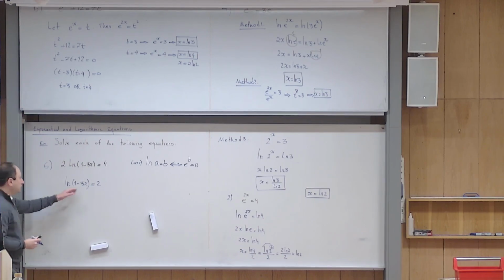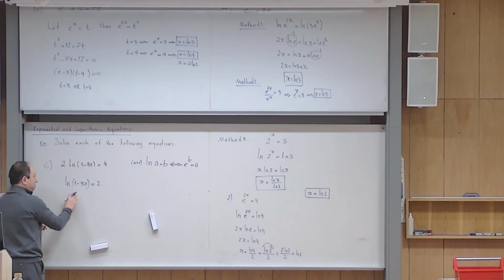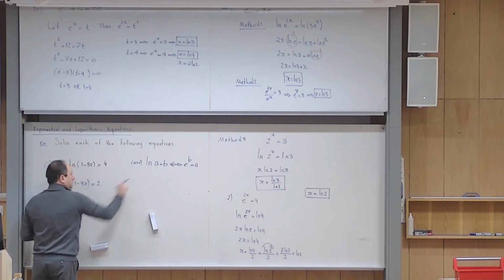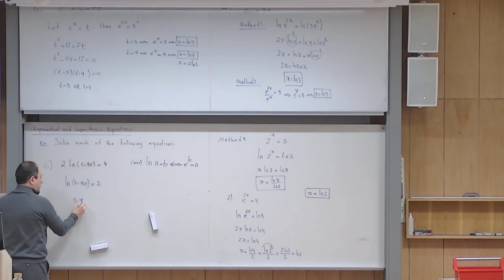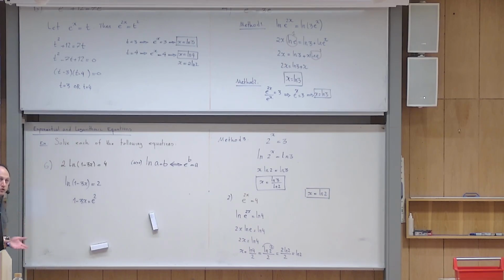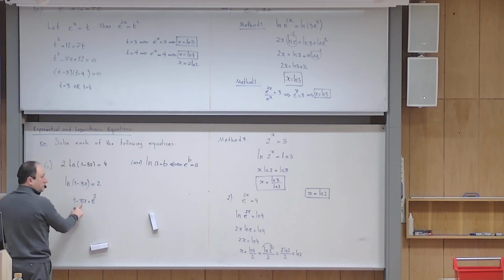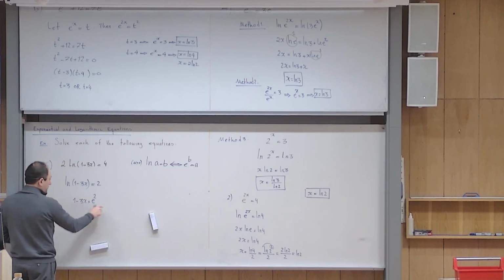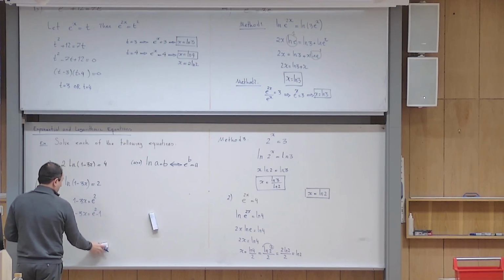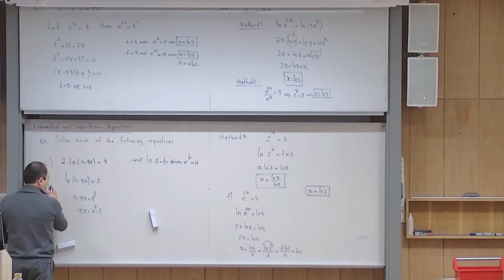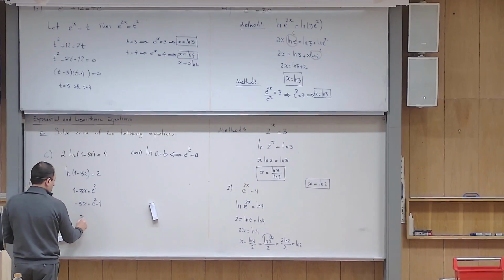Now, hopefully you agree with me. What is the next step here? This is playing the role of a, this is playing the role of b, then it becomes 1 minus 3x is e to power 2. But e squared is just a number, so you just keep it like this and then try to isolate your x. So you move this to the other side, it becomes e squared minus 1, and you divide everything by minus 3 to isolate x.